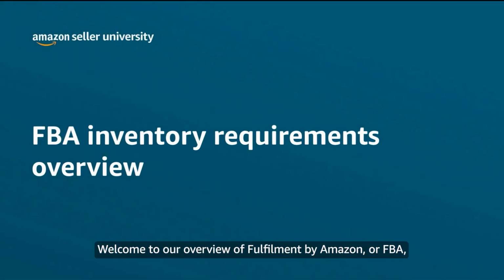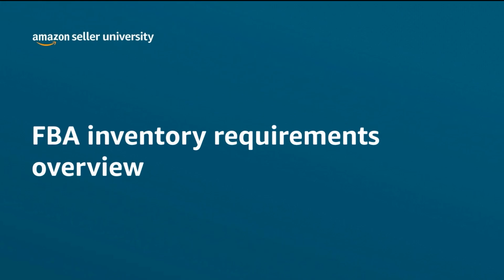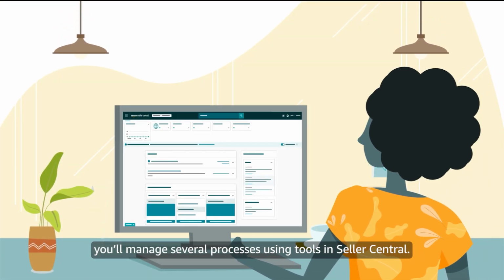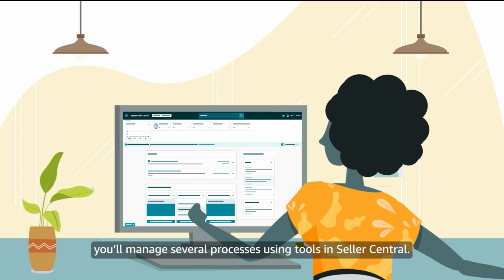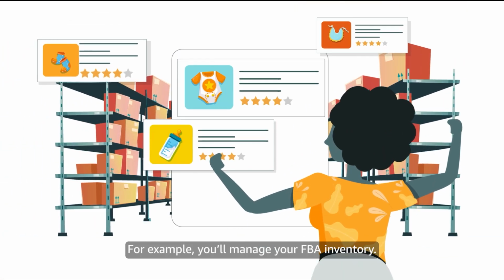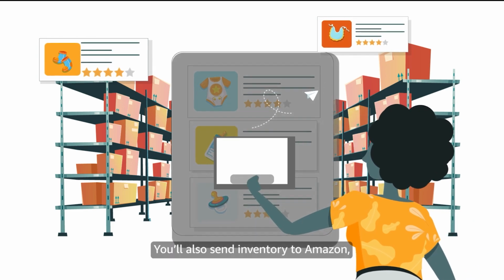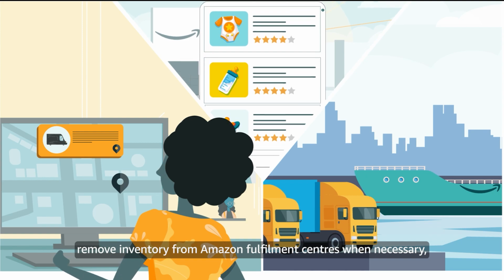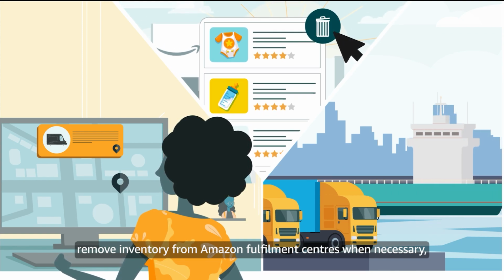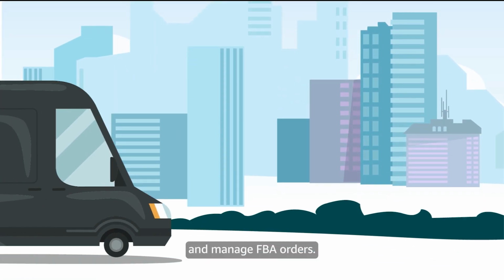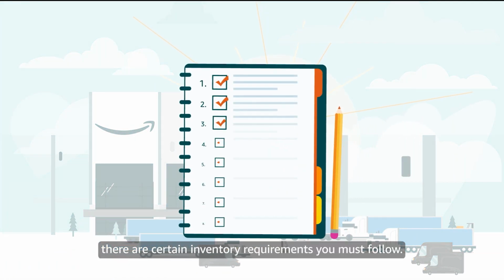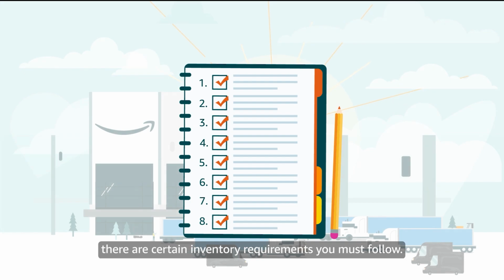Welcome to our overview of Fulfillment by Amazon, or FBA, inventory requirements. If you fulfill orders with FBA, you'll manage several processes using tools in Seller Central. For example, you'll manage your FBA inventory. You'll also send inventory to Amazon, track and reconcile shipments, remove inventory from Amazon fulfillment centers when necessary, and manage FBA orders. When using FBA, there are certain inventory requirements you must follow.